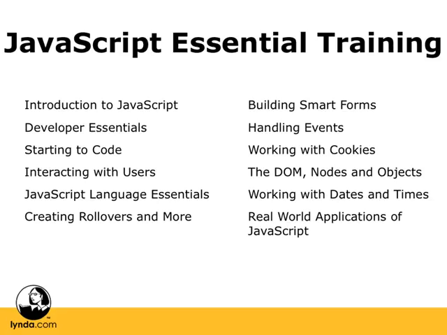In the DOM, Nodes, and Objects chapter, we get into the hardcore nitty-gritty of how the DOM works and how it can be manipulated with JavaScript. Working with Dates and Times shows you how to use dates and times on your pages and behind the scenes so that you can have your site look always up to the minute. And in real-world applications of JavaScript, we take many of the methods and routines that we've worked on elsewhere in this course and put it all together to make useful small apps that you'll be able to pick up and take and use on your sites.